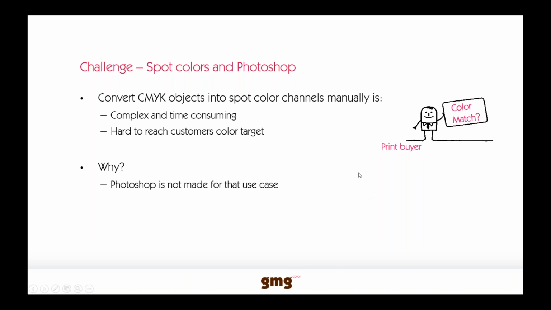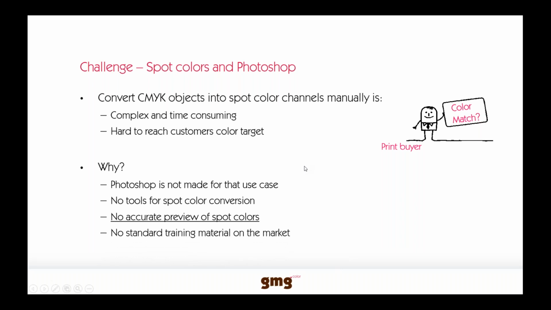This is because Photoshop is not made for that use case. Adobe is not focusing so much on spot color and the packaging business. So there are no tools for conversion, for example, and also no accurate preview of spot colors. I would say that's the biggest issue here: no accurate preview. You can't really see on your monitor how the spot colors will be printed later. Also, there is no standard training material on the market yet which shows you how to do this manually in Photoshop. So a lot of work and not that easy to do. The biggest point is time consuming. It needs a lot of time until you do that manually.